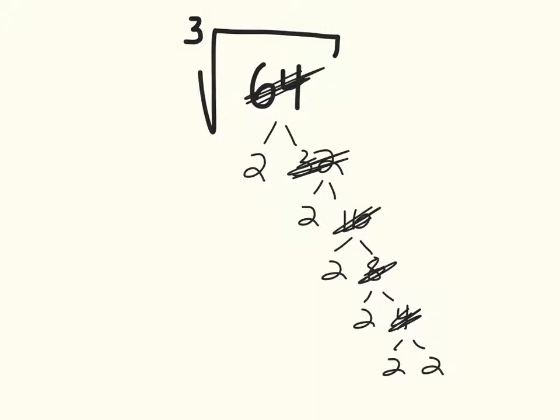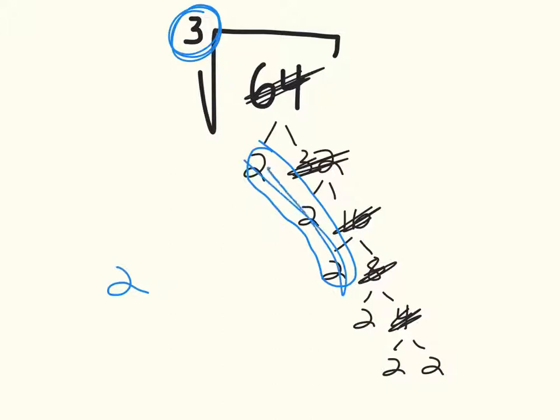That's my prime factors. I'm looking for groups of 3 matching numbers. So 1, 2, 3 2's. One of the 2's comes out. And let's see, 1, 2, 3 2's. One of those 2's comes out. All my numbers that come out can multiply. 2 times 2, and I get 4.